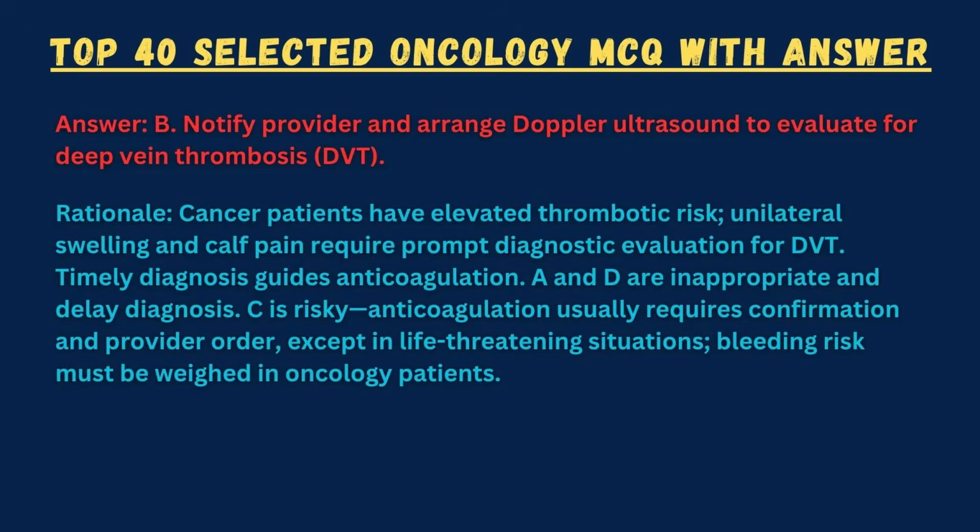Answer: B. Notify provider and arrange Doppler ultrasound to evaluate for deep vein thrombosis (DVT). Rationale: cancer patients have elevated thrombotic risk. Unilateral swelling and calf pain require prompt diagnostic evaluation for DVT. Timely diagnosis guides anticoagulation. A and D are inappropriate and delay diagnosis. C is risky. Anticoagulation usually requires confirmation and provider order, except in life-threatening situations. Bleeding risk must be weighed in oncology patients.